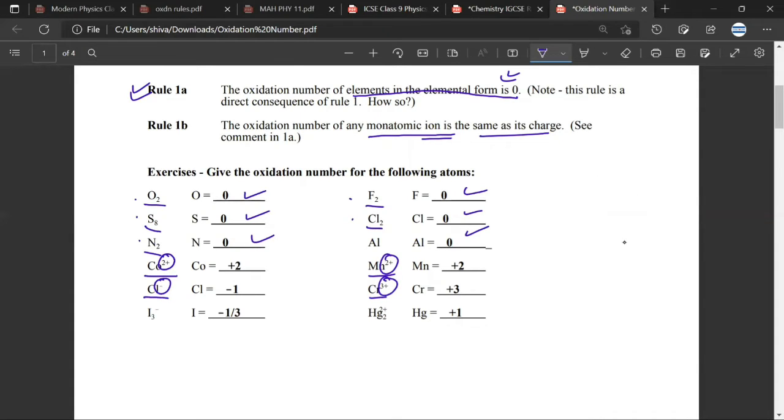Yes, sir. And if I look at something like this, Hg2 +2, then each Hg has an oxidation number of +1. Why? Because I have 2 Hg. So if each of them has +1 oxidation state, the total oxidation state would be +2, which is equal to the charge on the ion. Is it making sense? Yes, sir.